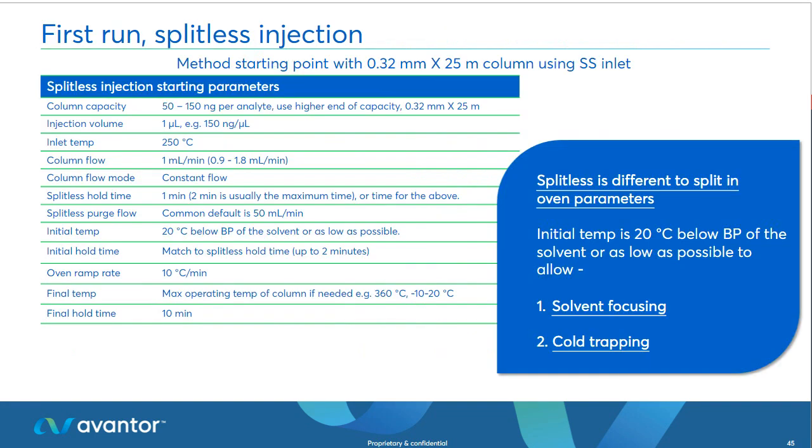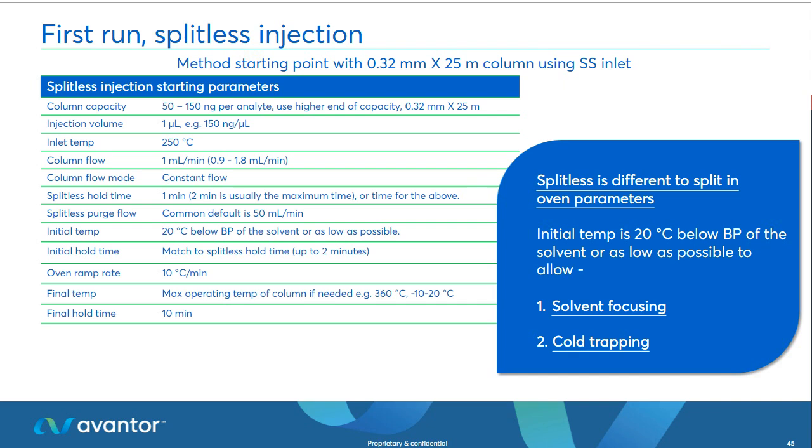There is a difference when it comes to splitless injection, and this is why in this section on the right that I've highlighted. Splitless is very different in oven parameters. It has an initial temperature that is 20 degrees below the boiling point of the solvent, or as low as possible the inlet will allow. This allows for solvent focusing and cold trapping, which is essentially concentrating and focusing the sample and the solvent at the head of the column, which is different from the split injection.